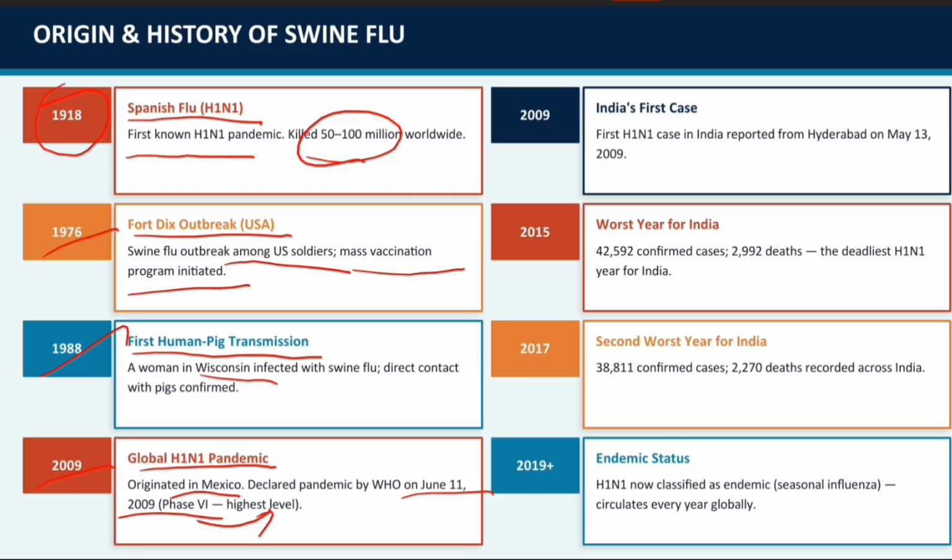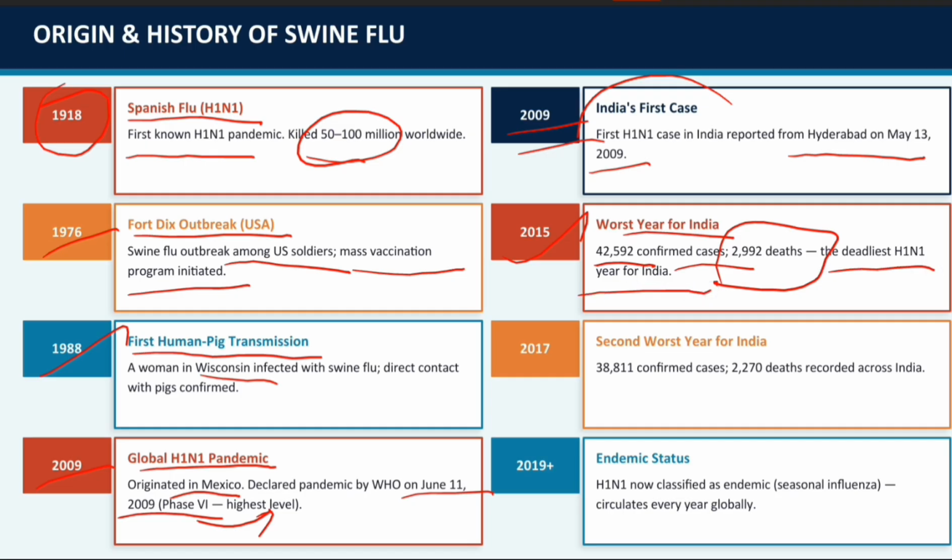The next is India's first case. India's first case was in Hyderabad on May 13, 2009. So India reported the first case of this swine flu. 2015 was the worst year for India. Almost 42,592 confirmed cases were registered and almost 3,000 people died in 2015, due to this swine flu. The deadliest H1N1 year for India.